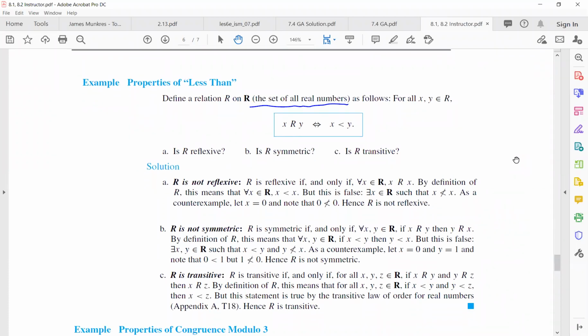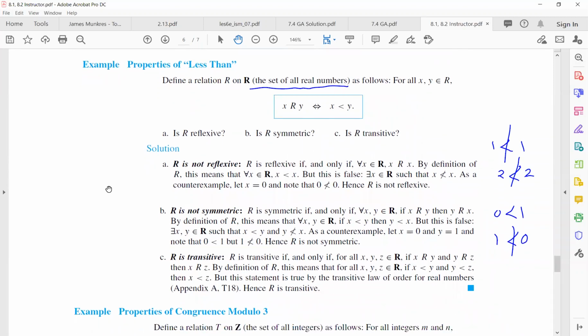First of all, it's not a reflexive relation. Why is that? 1 is not less than 1. 2 is not less than 2. These are not correct. Is it symmetric? Very well. We know that 0 is less than 1, but can you say 1 is less than 0? It's not true. So it is not a symmetric relation.